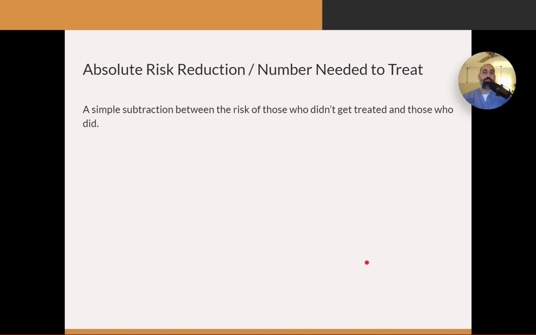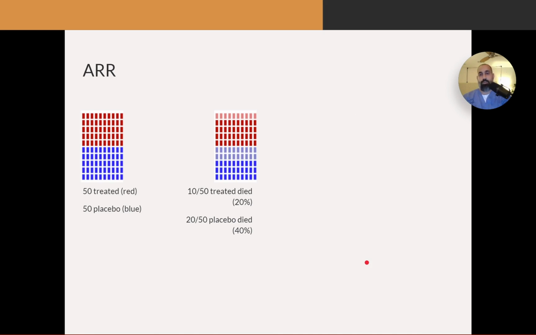Absolute risk reduction is a simple subtraction between the risk of those who didn't get treated and those who did. So we're going to start there because it's simpler and obvious to understand, and that's why it should be used all the time. So if we have 50 people that got treated and 50 people that got a placebo in a study, and out of all the treated people, 10 of them died, but 20 people in the placebo group died, then we say 20% of the treated group died and 40% of the placebo group died. And so the absolute risk reduction is 40% minus 20%. So the people that got the treatment had a 20% lower risk of death than the people who did not.